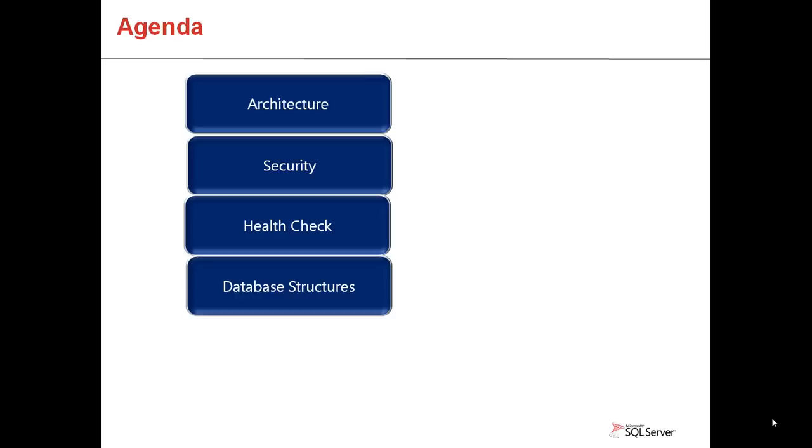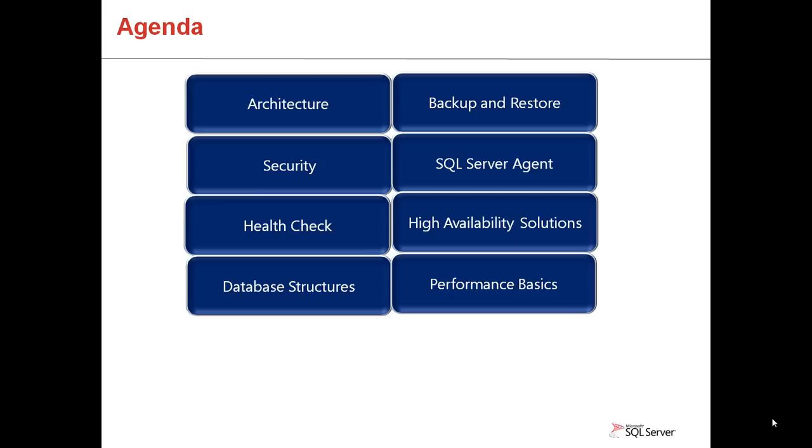Here's a summary of the content that will be covered. We will start with architecture, where we'll show you some interesting components on SQL Server internal structure, as well as some key concepts that a DBA should be aware of. Then, a brief about security, some examples on SQL Server health check, and on the database structures module, we will look into the data and transaction log files, auto-growth settings, and more. Then, the backup and restore, that is one of the most important ones, and to finish, SQL Server Agent, and a briefing on high availability solutions and performance basics.